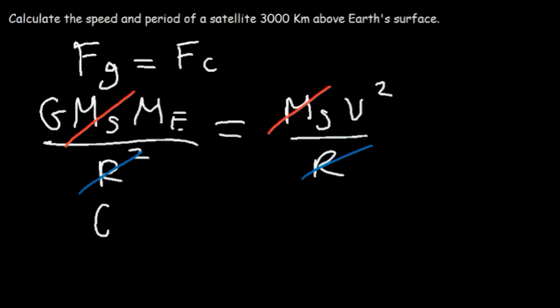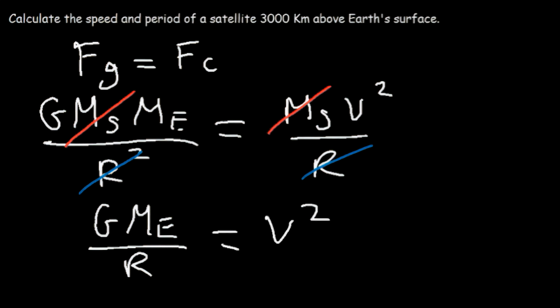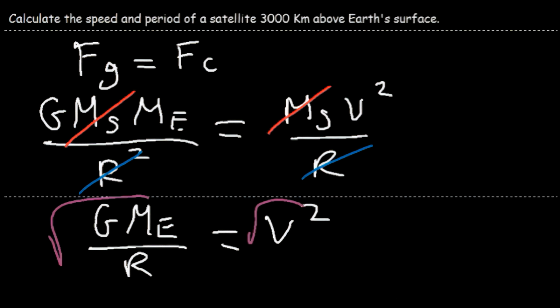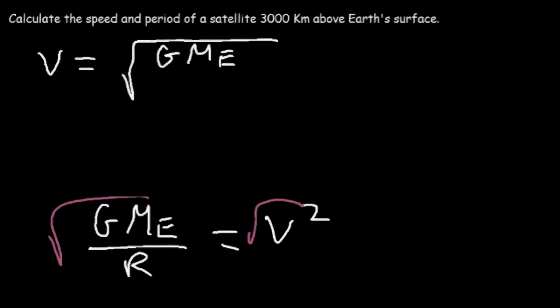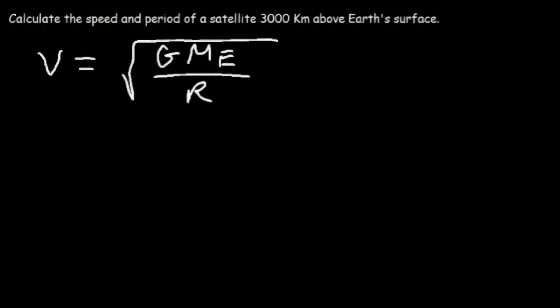So we can see that the gravitational constant times the mass of the Earth divided by the distance between the center of the satellite and the center of the Earth, that's going to equal the square of the velocity of the satellite. So what we need to do is take the square root of both sides. So now we have the speed of a satellite in orbit above the Earth. It's equal to the square root of the gravitational constant times the mass of the Earth divided by the distance between the two objects.